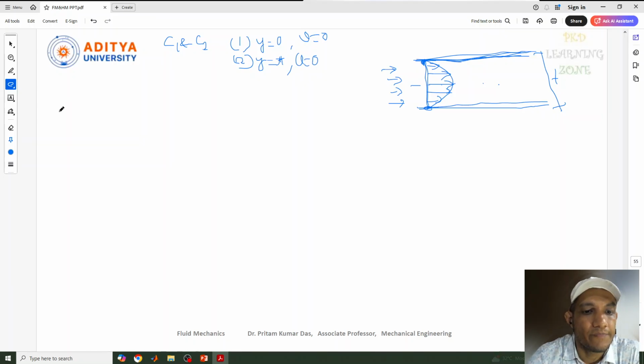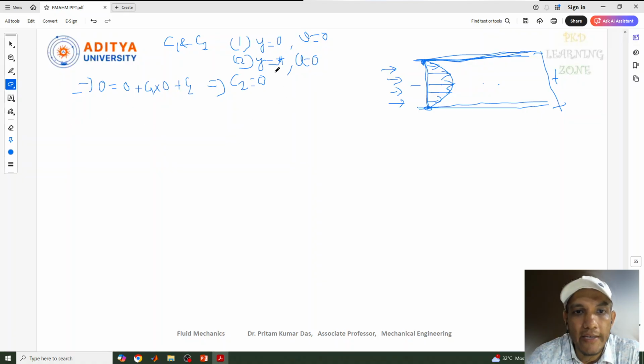Now finally what we'll get? 0 plus 0, again c1 into 0, and plus c2. So that means the value of c2 we are going to get 0 here. And again put the value of y equal to t in this equation. So this is first one. Again just put the value of y equal to t. Here I can write y equal to 0 and u equal to 0. First one. Second condition, y equal to t I can give, and again u will be 0.